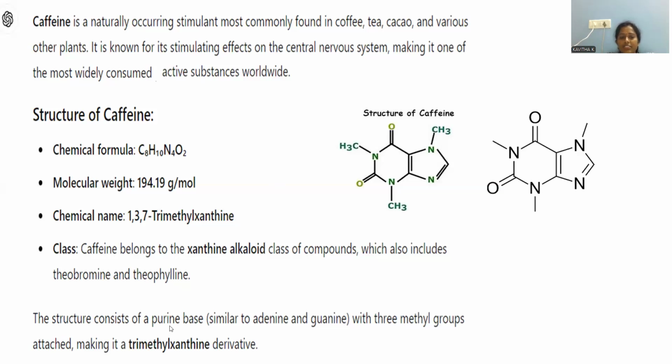The structure consists of a purine base. Purines and pyrimidines are most important in what? Our DNA system, that is the genetic matter. Deoxyribonucleic acid, no? So that purine base is present in caffeine. That's the reason why it works on our nervous system, and it is used to activate and stimulate our nervous system, right?